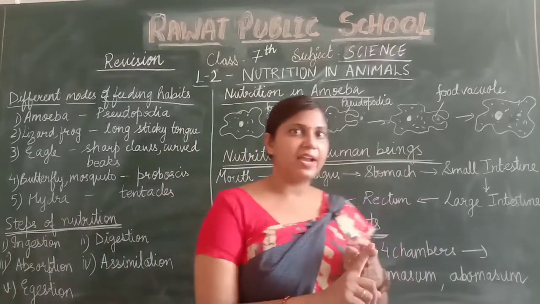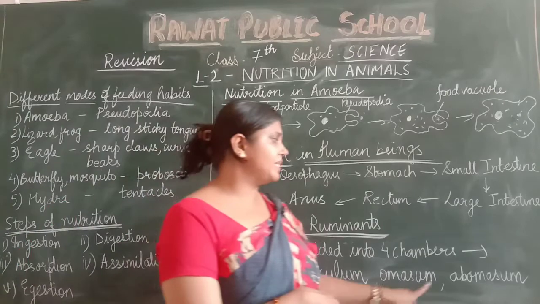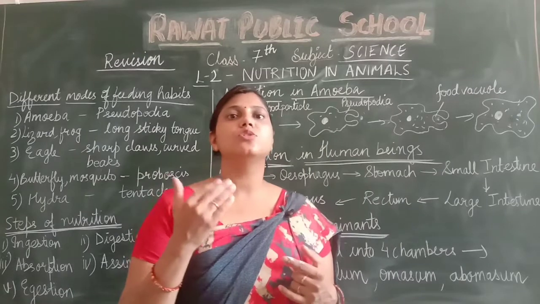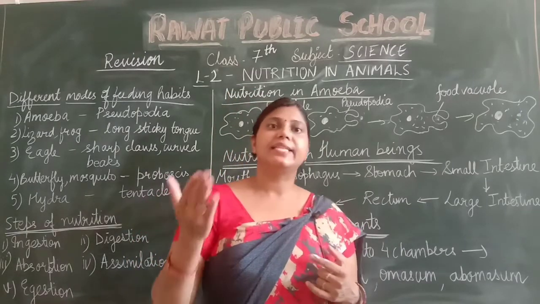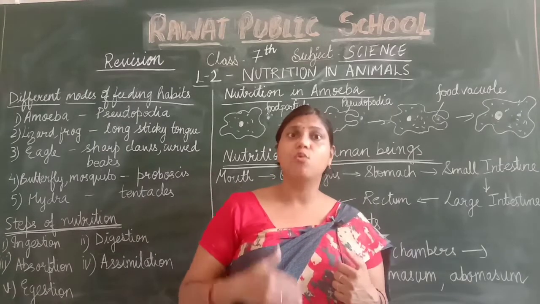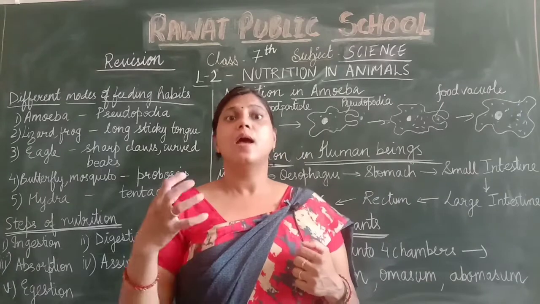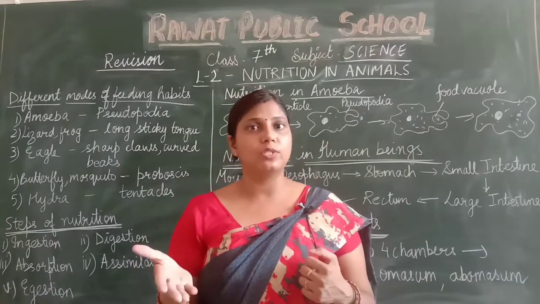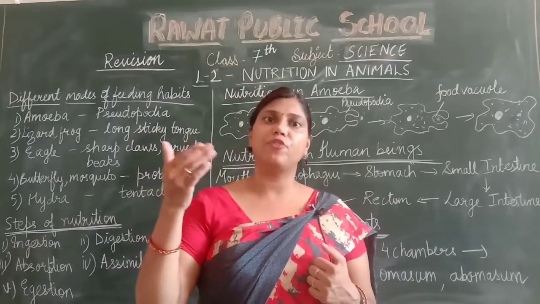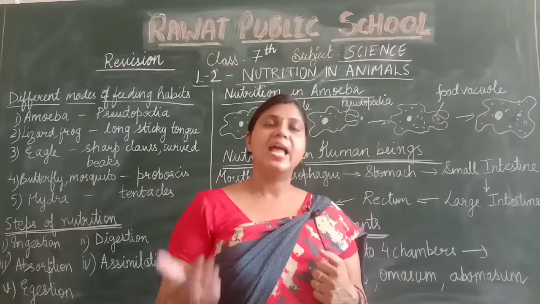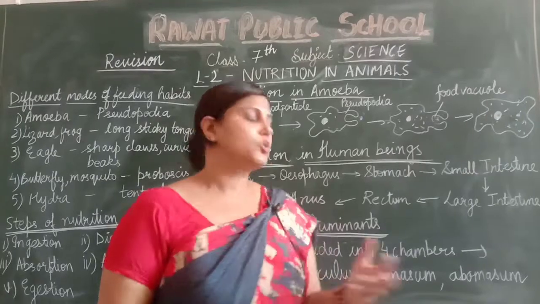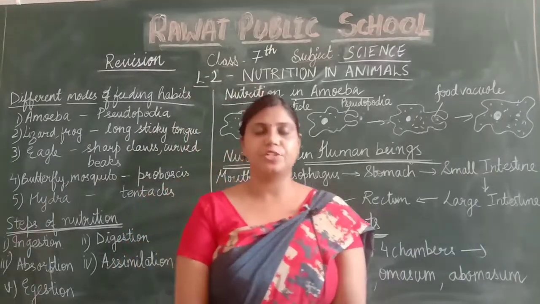The stomach is divided into 4 chambers: rumen, reticulum, omasum and abomasum. When the grass is chewed, it goes to the first chamber of the stomach, then to the second chamber, and from the second chamber the food comes back to the mouth. The food that comes to the mouth again is known as cud. Now that partially digested food goes from the mouth to the third chamber and then to the fourth chamber, where it is completely digested. So this is the process of nutrition in ruminants.